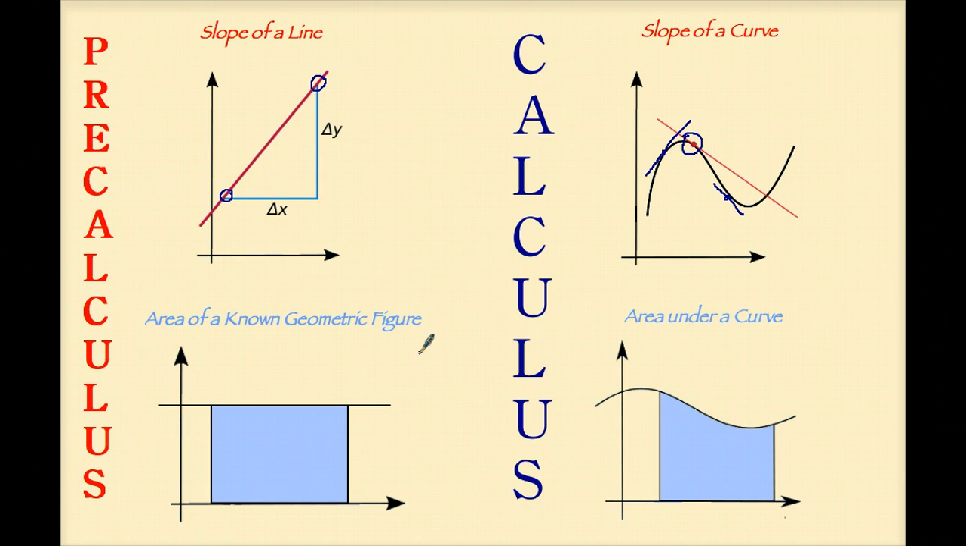Back to pre-calculus, we're able to find the area of a known geometric figure, like a rectangle, a triangle, a circle, etc. But with calculus, we're able to find amorphous areas with non-regular boundaries, area under a curve. And notice in this particular case, this is a line, this is a line, this is a line, this isn't a line. So this doesn't fall into the category of any of our known geometric shapes. And so without calculus, we at best would be only able to find an approximation of the area under this curve.